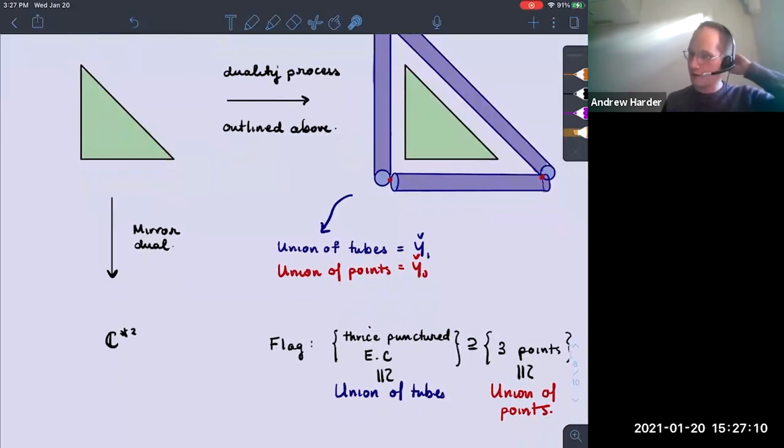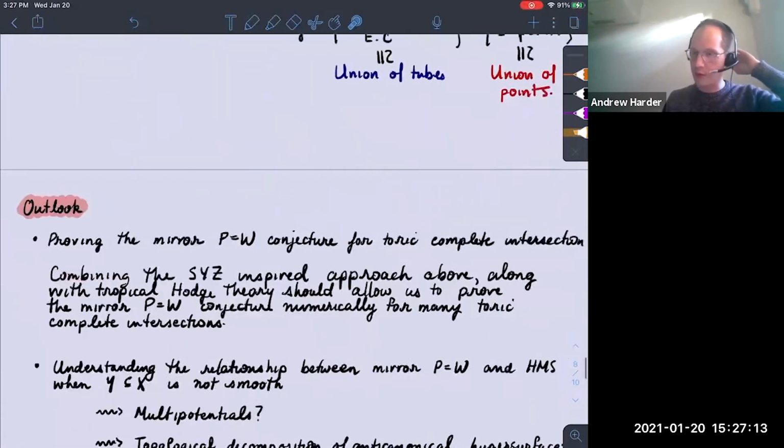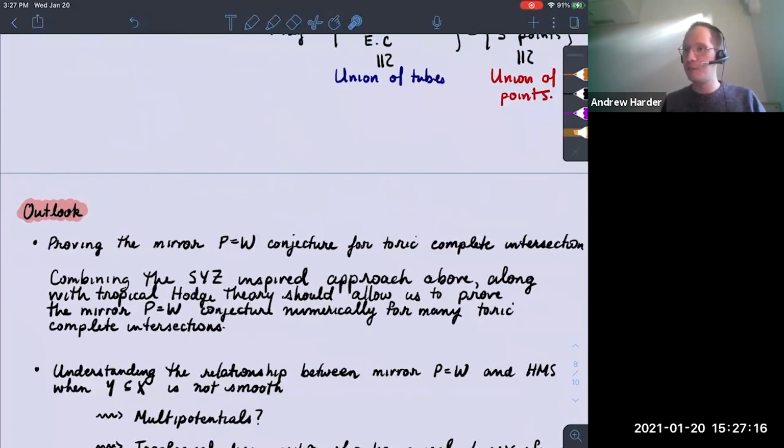Okay, so that's essentially the outline of what I had to say. As far as outlook goes, the idea is that this geometric combinatorial picture can be extended to give an actual proof of this P equals W type conjecture for toric complete intersections. I wouldn't expect to really use the topological picture that I described above, except maybe in examples. But I think applying the ideas behind that, plus maybe tropical Hodge theory and things like that, could lead to a nice proof of these types of conjectures for toric complete intersections.